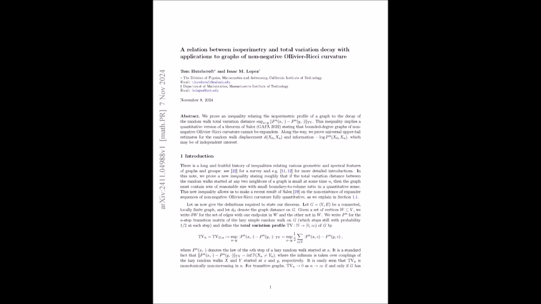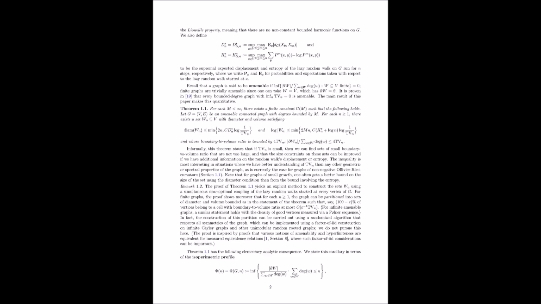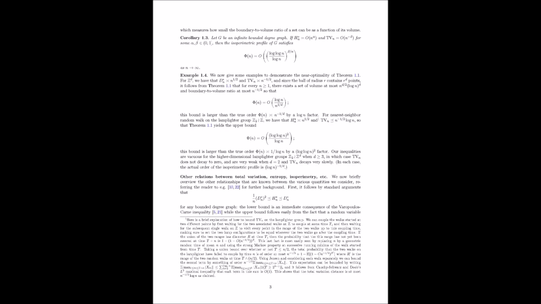So it states that if the total variation distance TVn between random walks starting at adjacent vertices is small at a given time, then there must be sets on the graph with small boundary to volume ratios. Wow, so just by observing how slowly information is spreading, you can actually tell something about the underlying structure of the graph. Exactly. It's like having a new lens to examine the geometry of the graph just by analyzing how information diffuses through it. That's awesome.